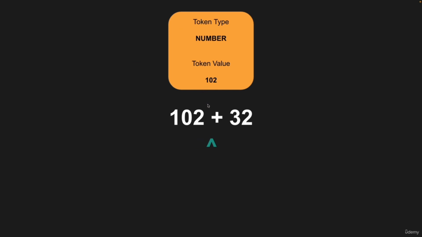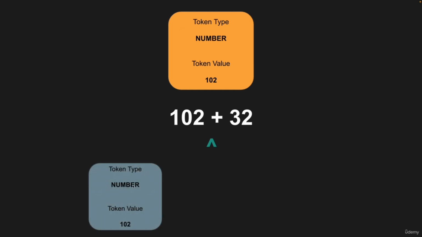We detect it's a white space, or we detect that it's not a digit. So then we know that the token is 102. We can use a white space to indicate that it's not a digit. When the scanner scans this character, it's not a number, it's a white space.